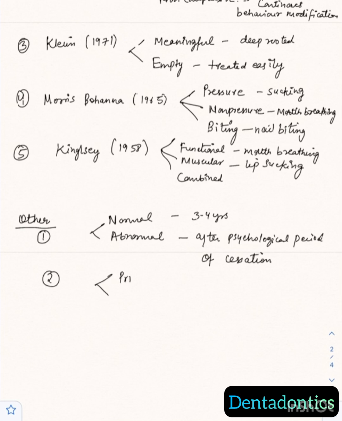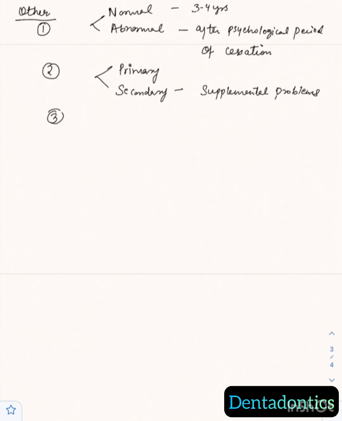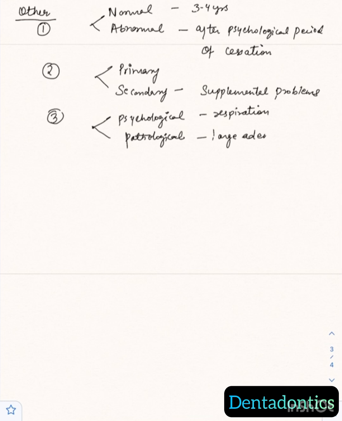Primary habit is the main habit, occurring because of a psychological reason, and then secondary habit has a supplemental problem like large tongue and adenoids. Then the psychological habits and pathological habits. Psychological habits are like sucking in infancy, respiration. Pathological habits are due to large adenoids, nasal septal defect, etc.